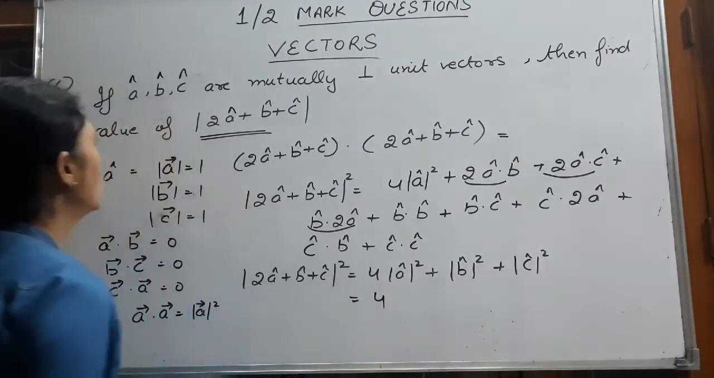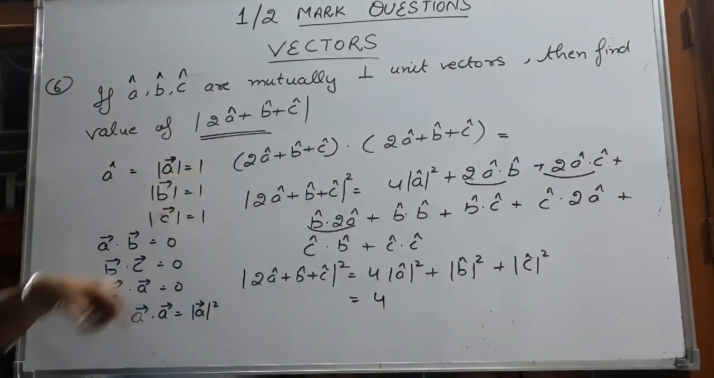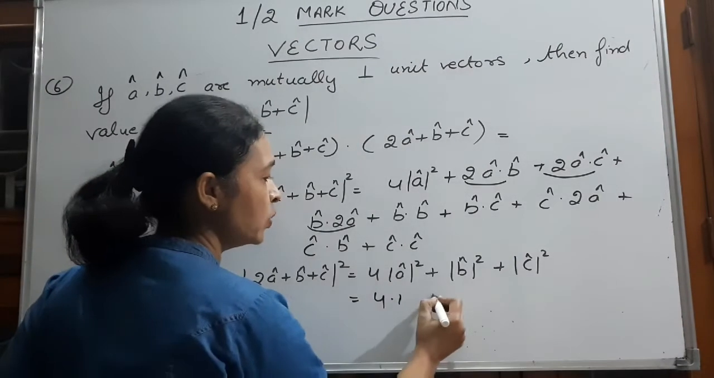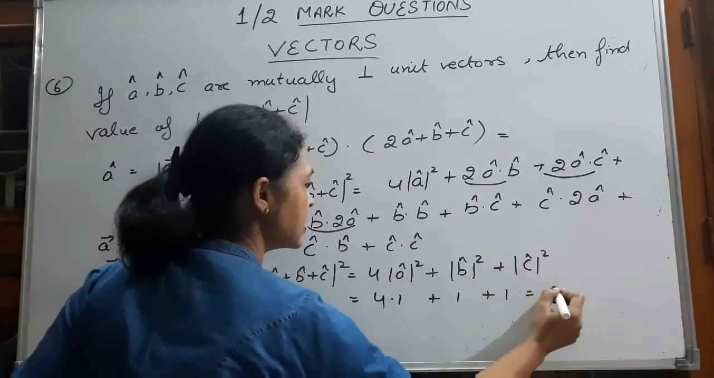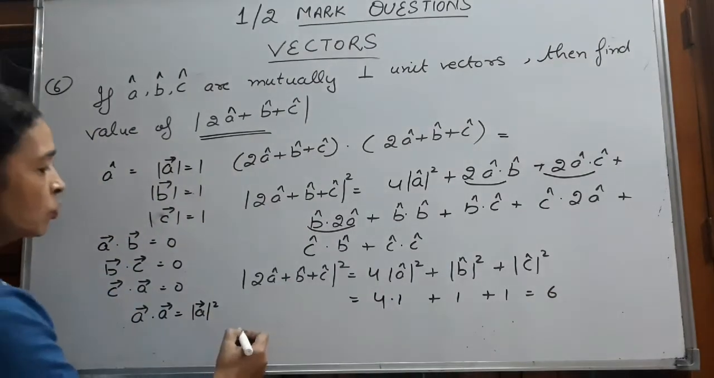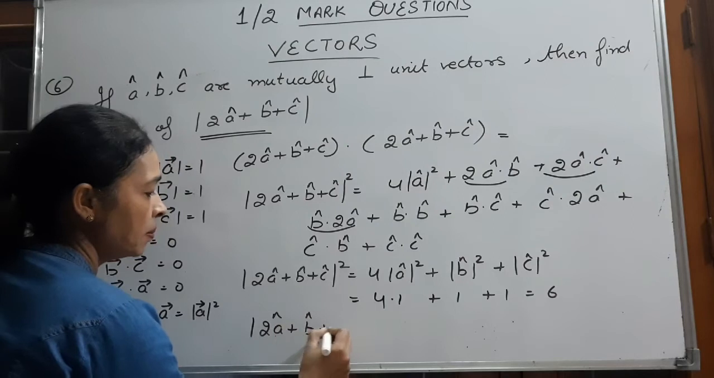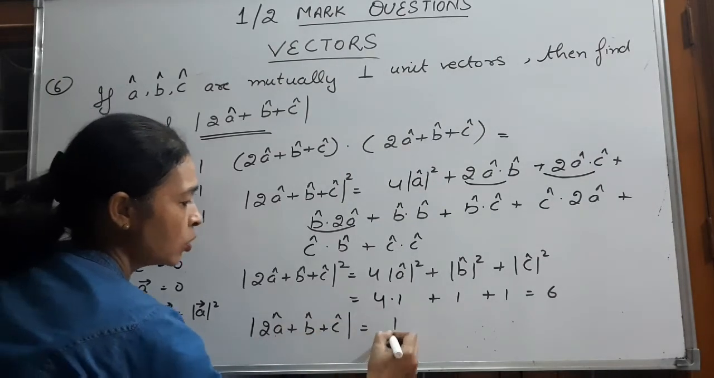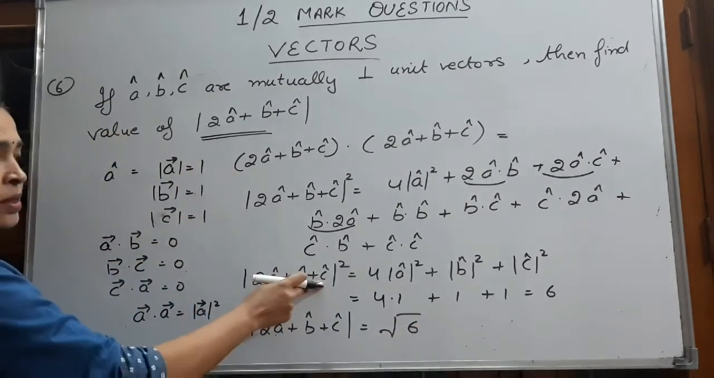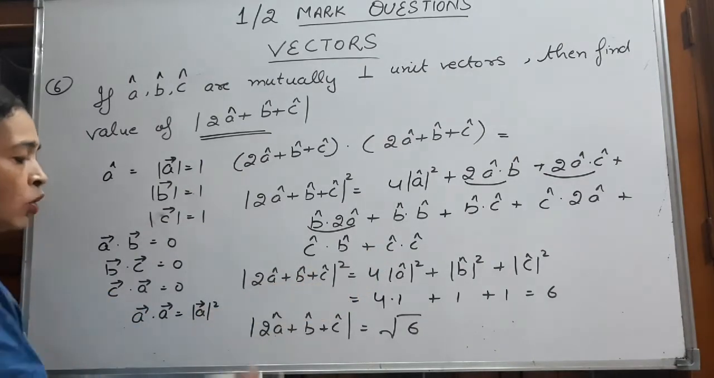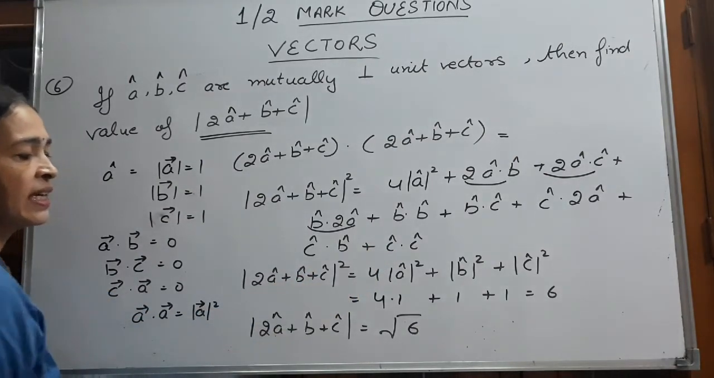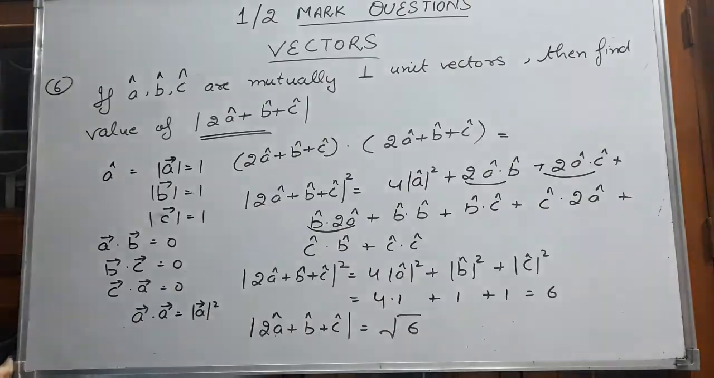We have 4 into, what is the magnitude of A? 1. These are unit vectors. 4 into 1 plus 1 plus 1. This is 6. What we have to find? The magnitude of 2A plus B cap plus C cap is root 6. The square is 6, and the value of 2A cap plus B cap plus C cap is root 6.